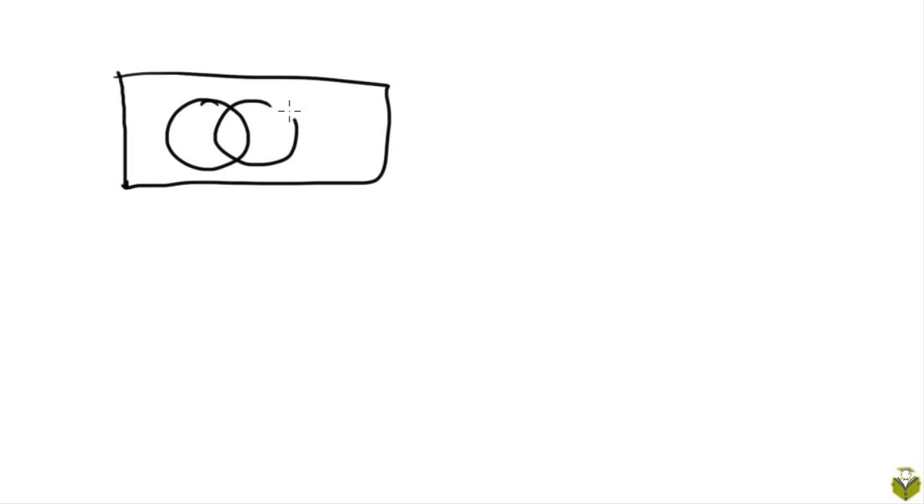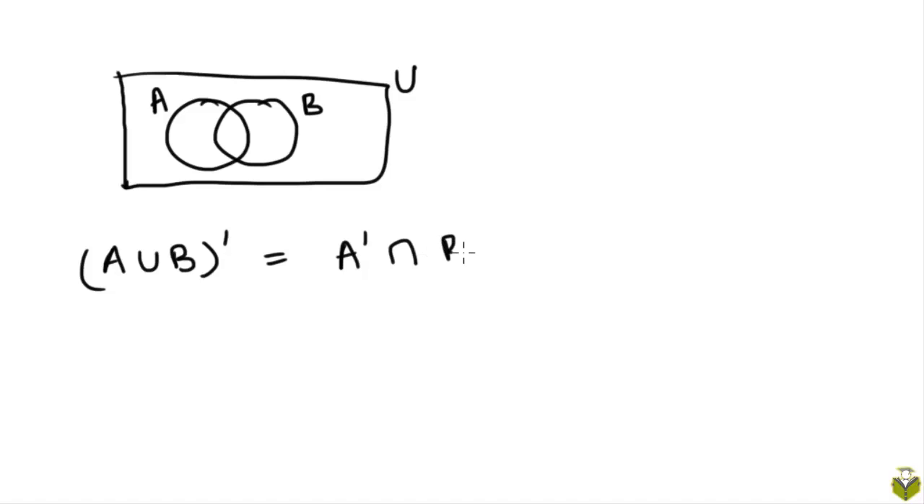Let's also try to prove De Morgan's laws using a Venn diagram. So let's say these are two sets A and B within a universal set. Let's first try to show that (A ∪ B) complement is A complement ∩ B complement. So if we shade the set on the left hand side, (A ∪ B) complement, that would be everything outside of both of these circles A and B.